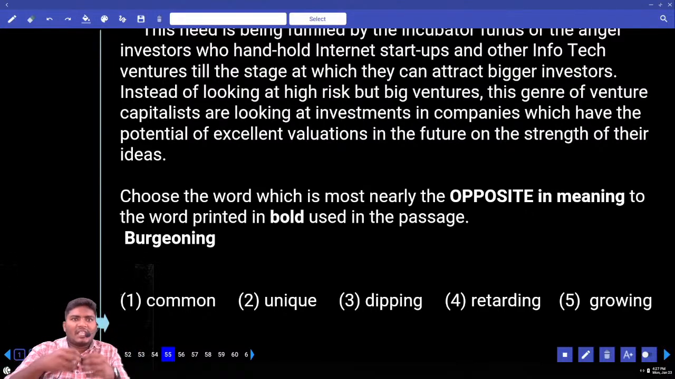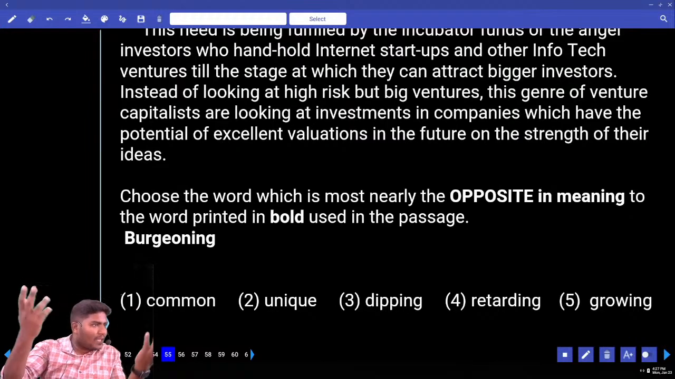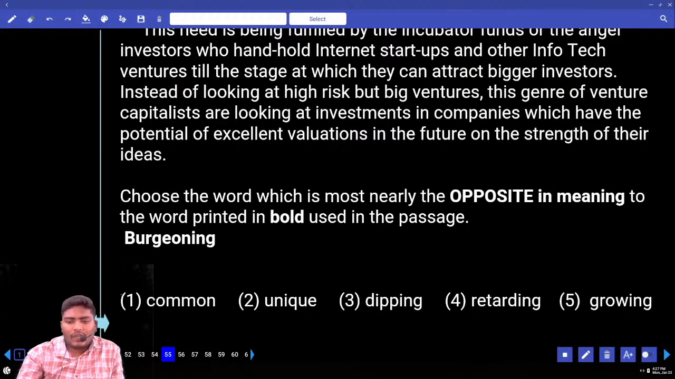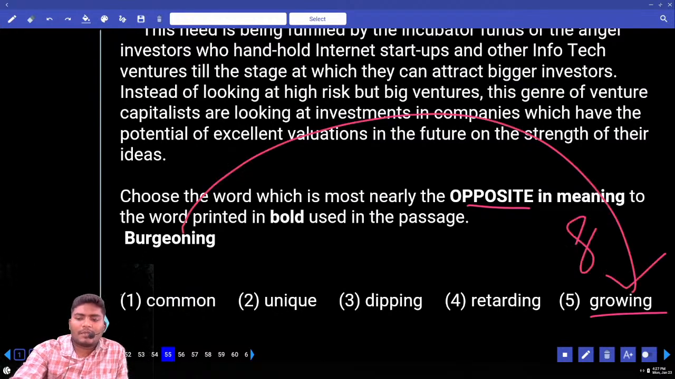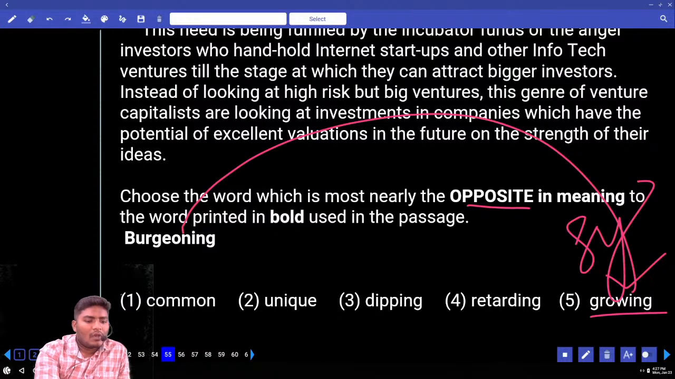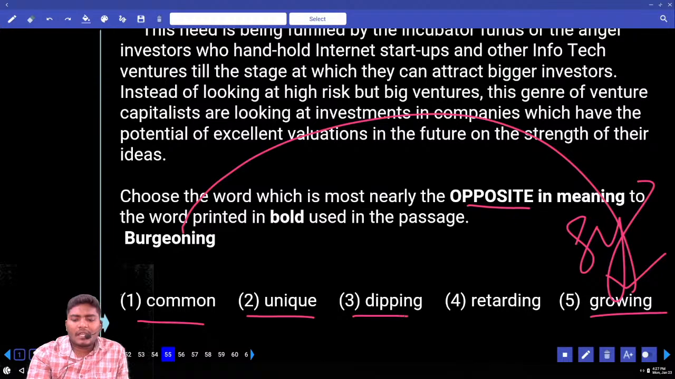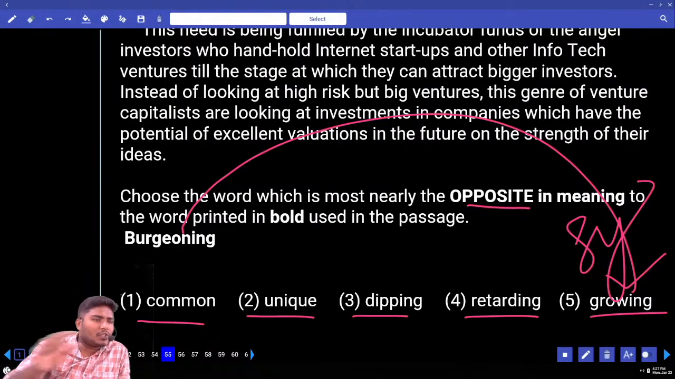Anything that is flourishing, increasing, growing, swelling. We need the opposite. Look at this: growing. What is the part of speech of growing here? It is V-ing, the same case, and it comes with a synonym. Common, unique, dipping, retarding. We have to go with the opposite of growing. What is the opposite of growing here? Common, not related. Unique, not related.